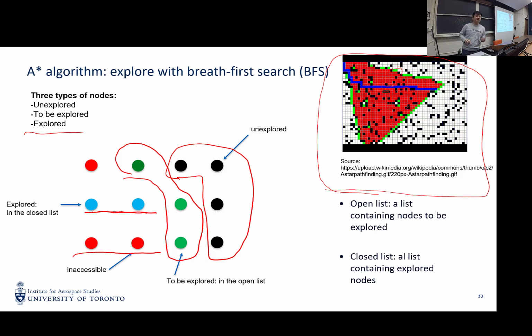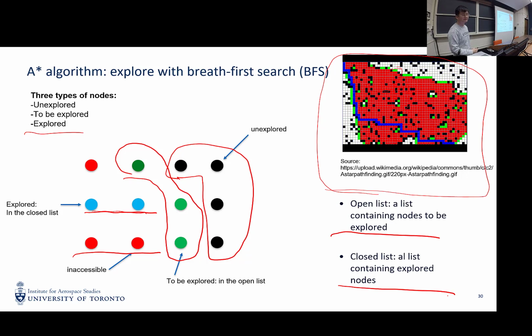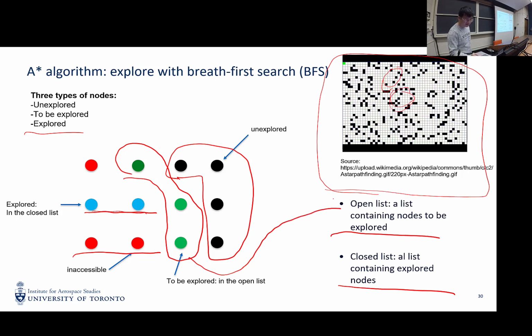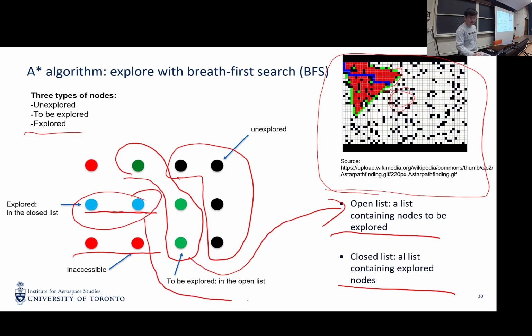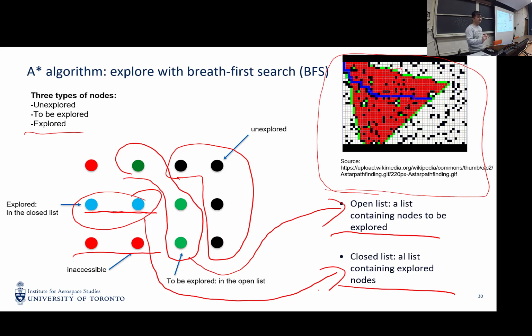So the first step of the A-star algorithm is to construct 2 different lists containing all the nodes. One is called an open list, and another one is called a closed list. In the open list, we're going to put all the green ones. And we're going to put all the blue ones in the closed list. The open list tells you all the nodes that have not been explored, to be explored. And the closed list tells you those nodes have already been explored, so we're not going to repeat exploring them.